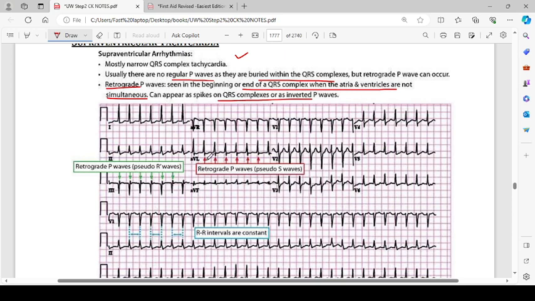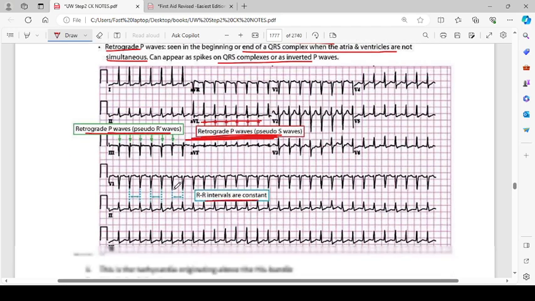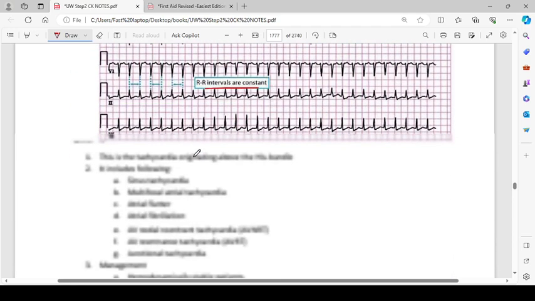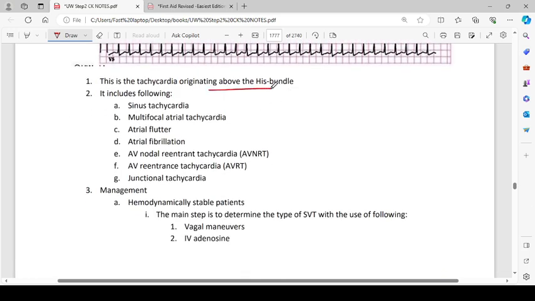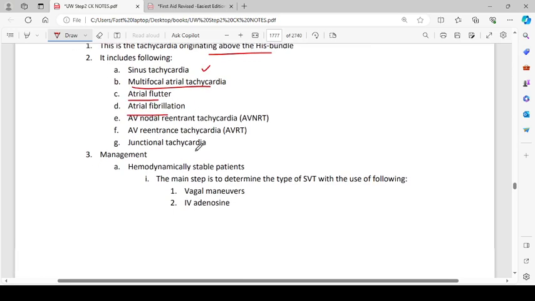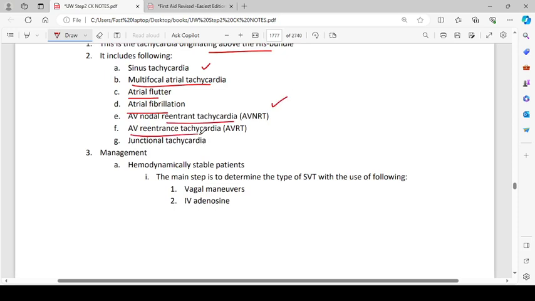So here you can see these dark dots, like this one, this one, this one. These are retrograde P waves, pseudo S waves. These ones are retrograde P waves, pseudo R prime waves. The RR intervals are constant, but the heart rate is too fast. This is tachycardia originating above the bundle of His. It includes sinus tachycardia, multifocal atrial tachycardia, atrial flutter, fibrillation, AV nodal reentrant tachycardia, AV reentrant tachycardia, and junctional tachycardia.